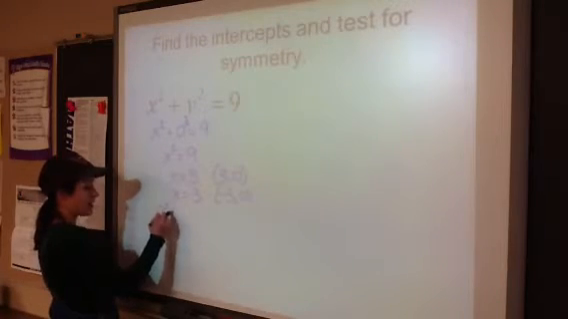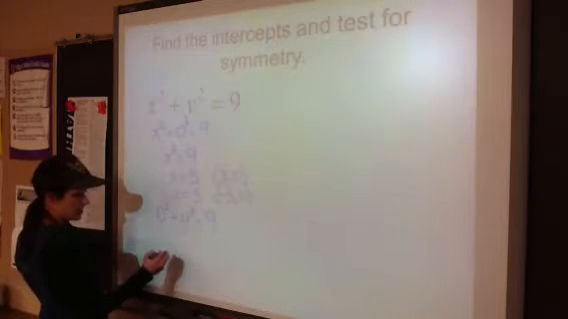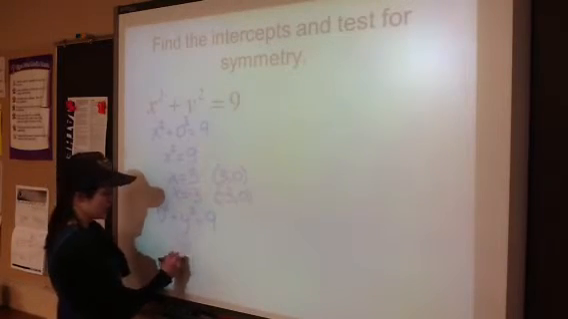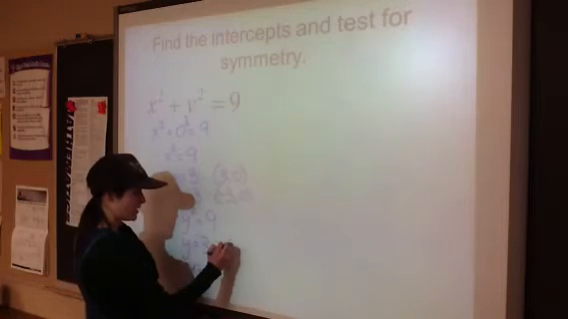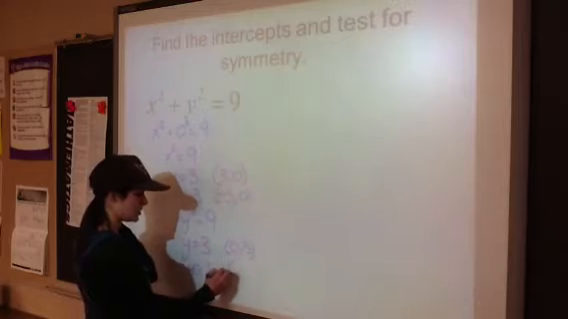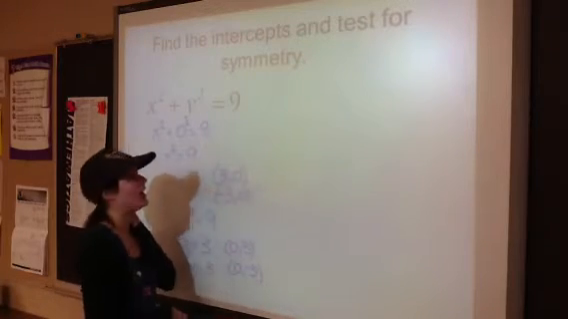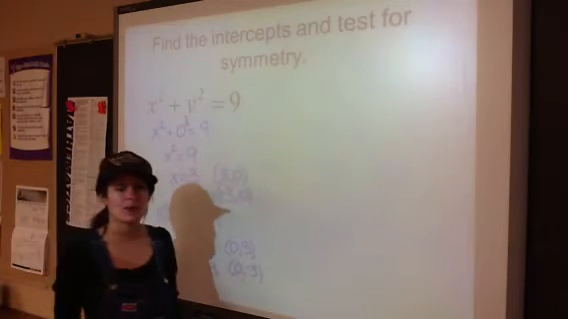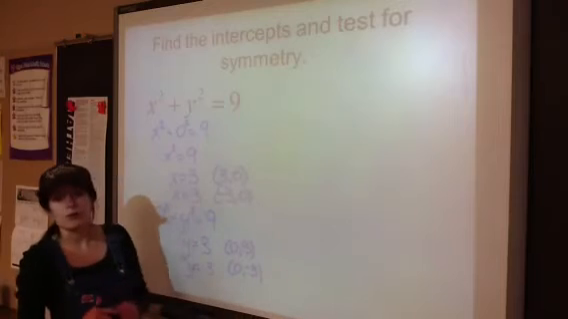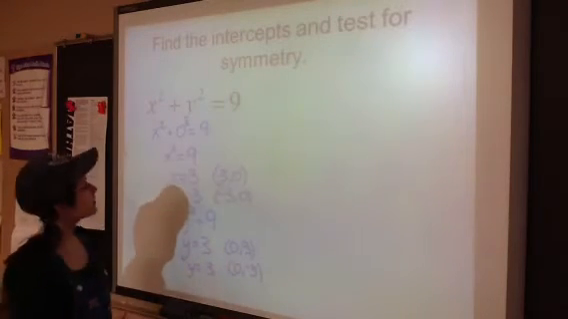Put in 0 for x. When you do that, unsquare 9, and you get 3 for y and negative 3 for y. Why are we getting these same intercepts? It's a circle. x squared and y squared. Remember, we did that at the end of our chapter 1, and we found out that those were circles. All right, so there are the intercepts.